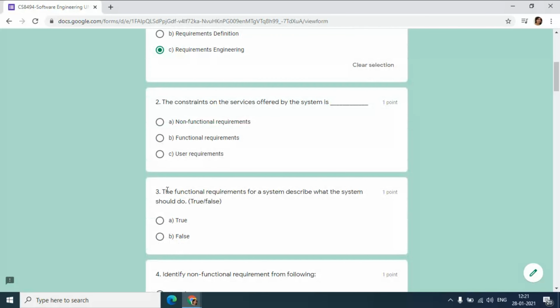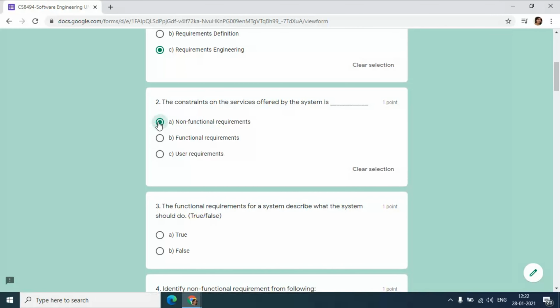Next question is: the constraints on the services offered by the system is dash. The non-functional requirements define system attributes such as security, reliability, performance, and maintainability. They serve as constraints or restrictions of the system. So the correct answer is option A, non-functional requirements.